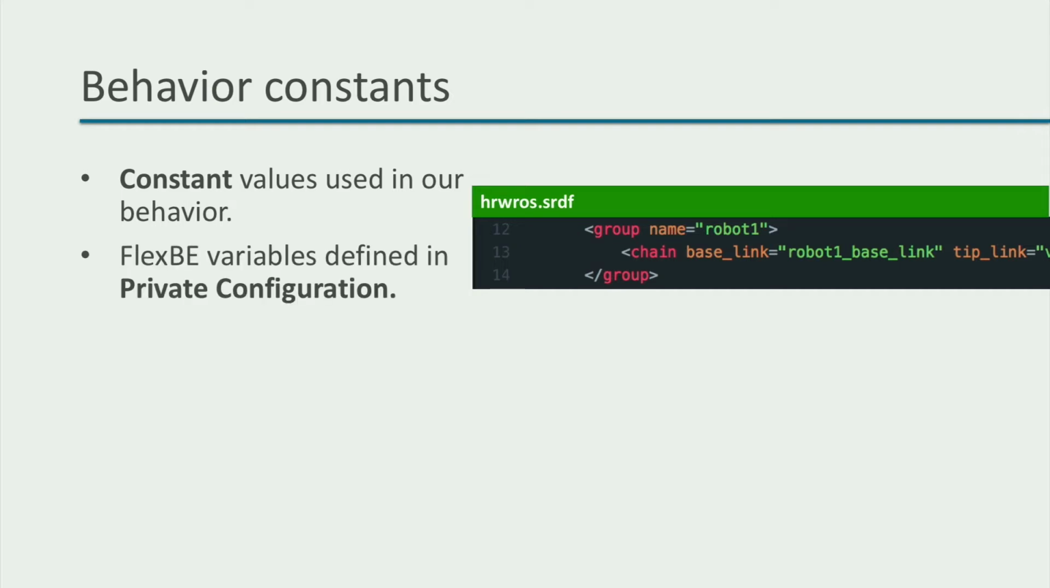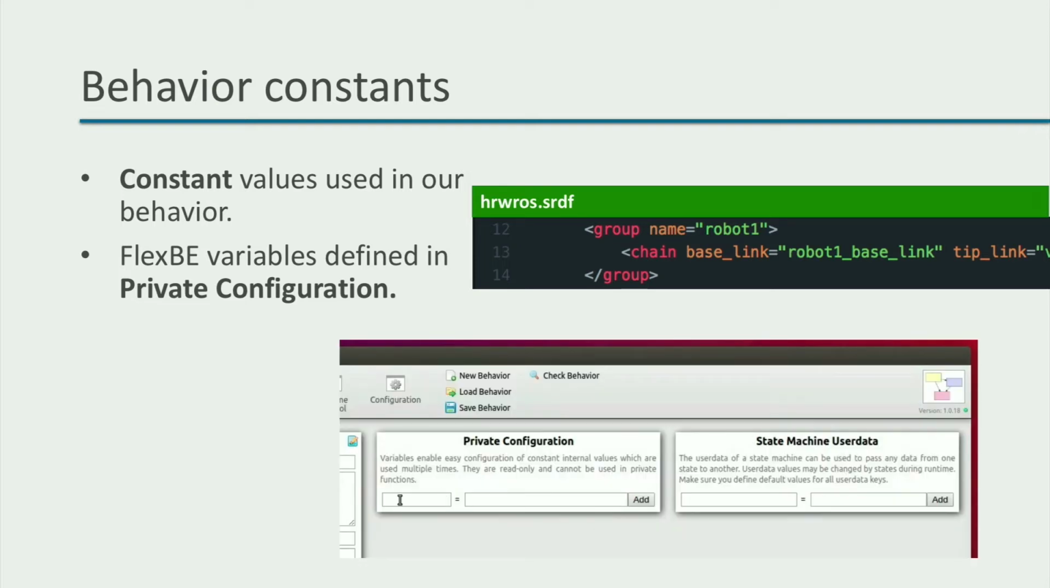In FlexV, we define constants in the private configuration section. So we can define a constant named pickGroup and give it as value a string with the name of the group that we define for the robot in the conveyor belt, which is robot 1. To enter a literal value, we use quotation marks.